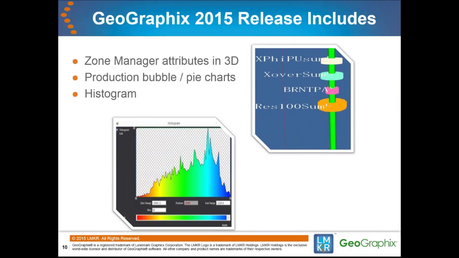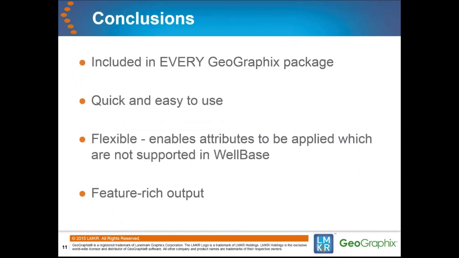Coming new in GeoGraphix 2015, we're looking to add the ability to add zones to the 3D view. So posting this type of data on a wellbore in the 3D view, we'll be able to look at attribute names, attribute values, and create these production bubble and pie charts based on the Zone Manager attribute values, like you would typically see with any kind of core, DST, IP data on your wellbores in 3D view. Now we're going to do the same with Zone Manager data, and then use a histogram to adjust those colors as we see fit. So we're going to go ahead and run through the conclusions here.